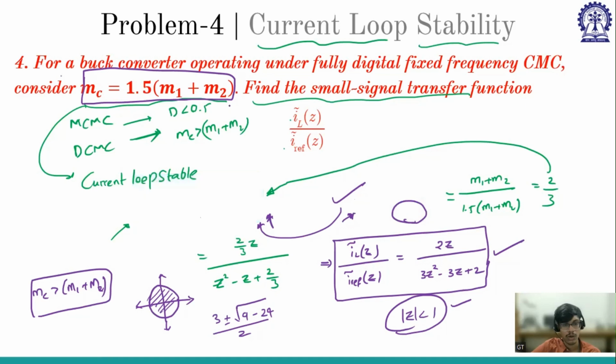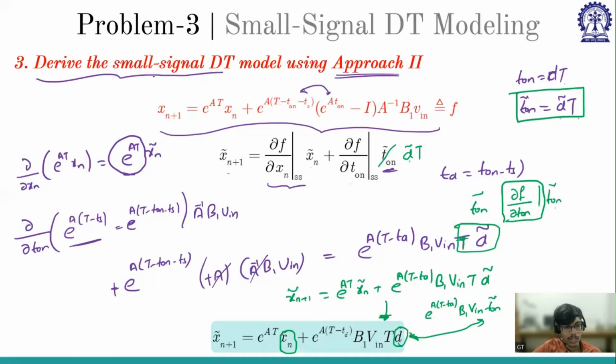Third problem? Okay. So in the third problem, I have asked you to derive the small signal model using approach 2. Approach 2 is what? Jacobian matrix or the partial derivative Taylor series expansion. So I have given you the large signal model, the LSM, the discrete time model.